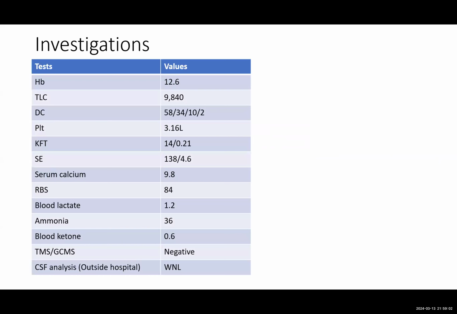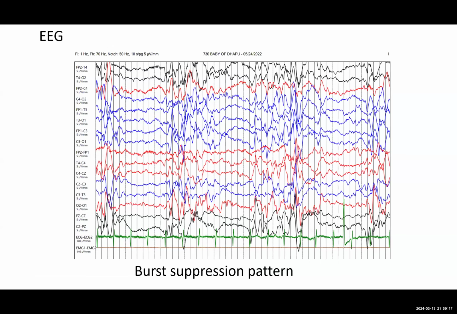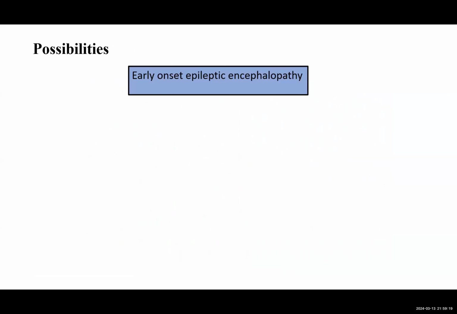On baseline investigations, hemogram was normal. Metabolic screen was negative with normal RBS and lactate levels. TMS and GCMS were negative. CSF done at the outside hospital was non-meningitic. So we went ahead with EEG. In EEG, we got a burst suppression pattern.